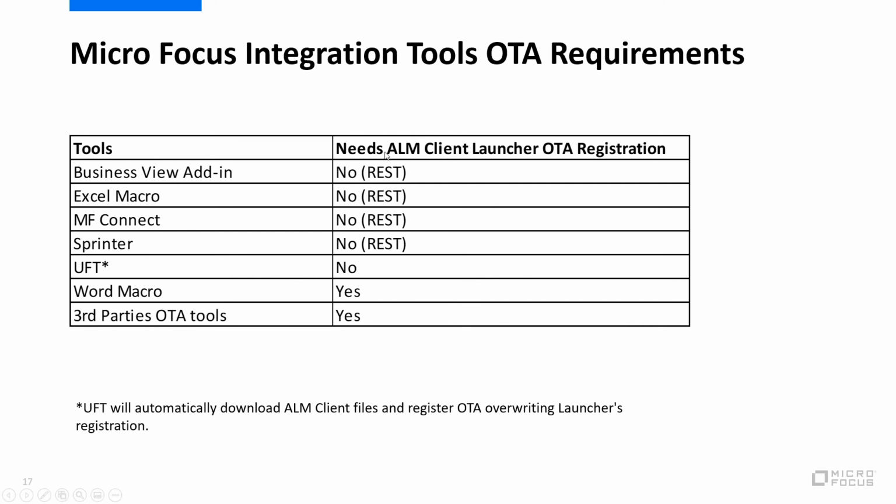Now, the question here is, do you need to alter registration for any of these? In some cases you do, in some cases you don't. For example, Business View Excel macro uses REST. So in that case, you don't need to register OTA. But other tools, like if you have an OTA script that uses OTA, then in that case, you do need to register for them to work. UFT is a special case. I will go over that in this next slide.